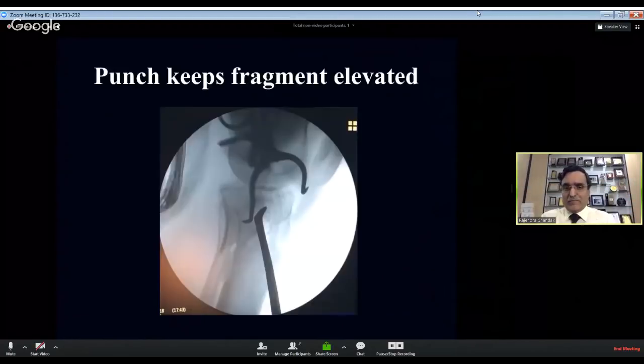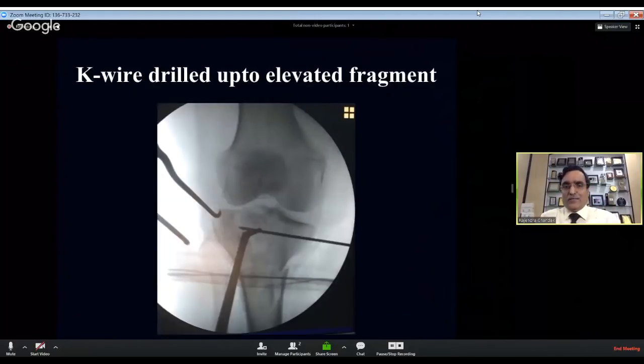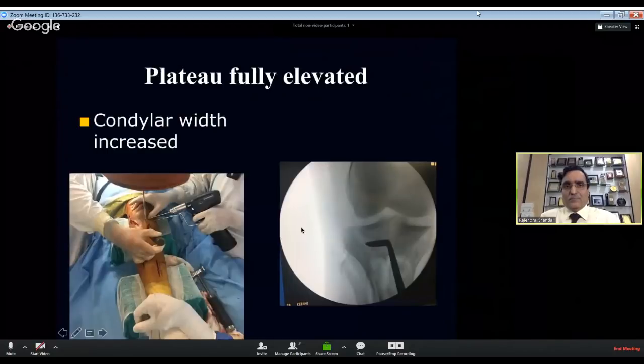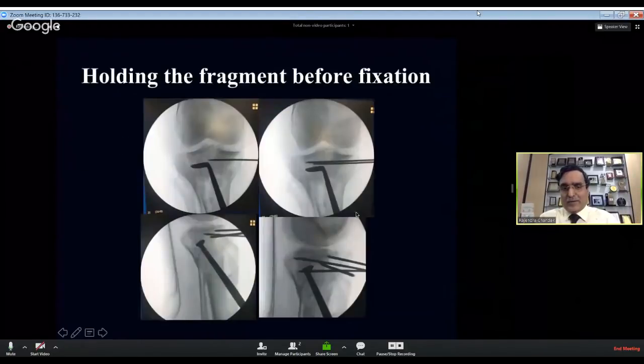we provide appropriate fixation. How do we do that? The punch is one which keeps it elevated. Once the reduction of the plateau is achieved, then we hold the clamp at the subcondylar level, and the condylar width, we find that it is increased. So now we have to reduce the condylar width by appropriate clamps.